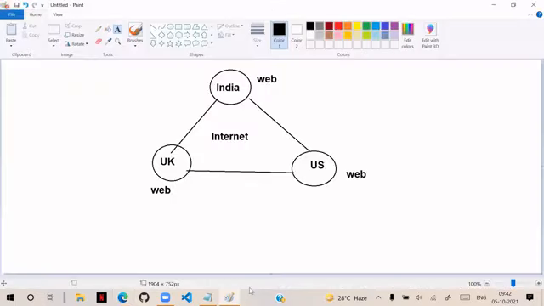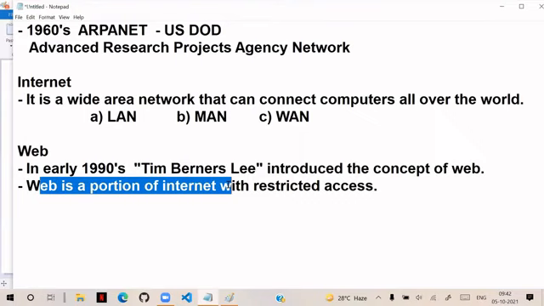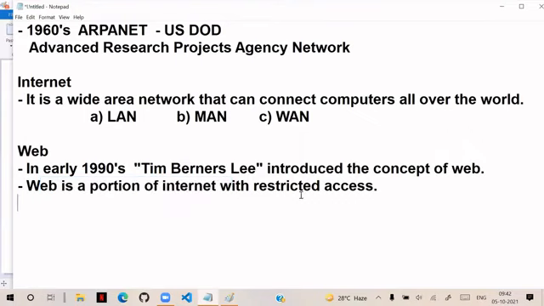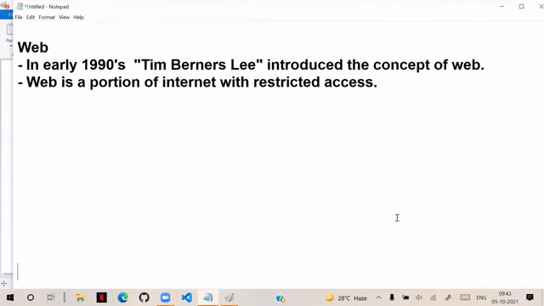On the internet, the concept of the web is nothing but a portion of the internet with restricted access. What is this concept? I will give you a simple overview here, why it was introduced. What is the concept of web? I will give you a small point here, you can understand that. See.